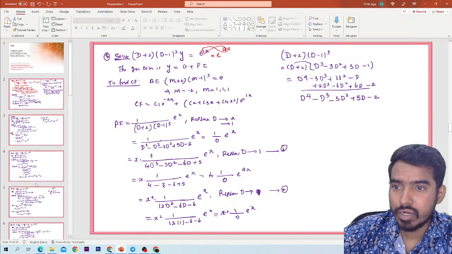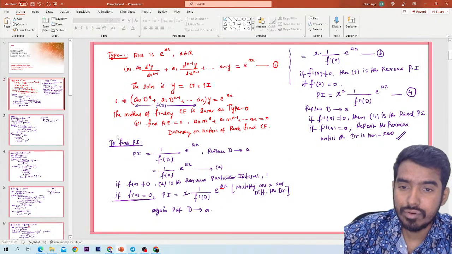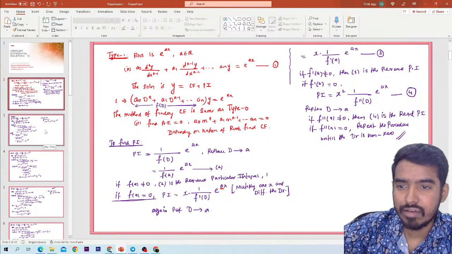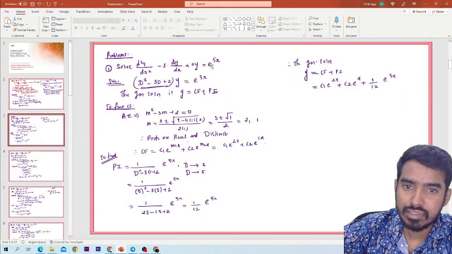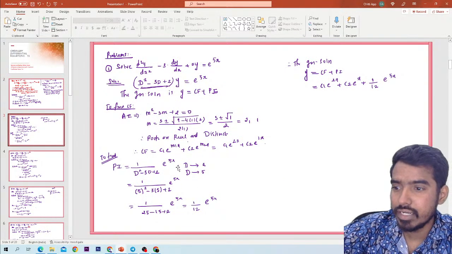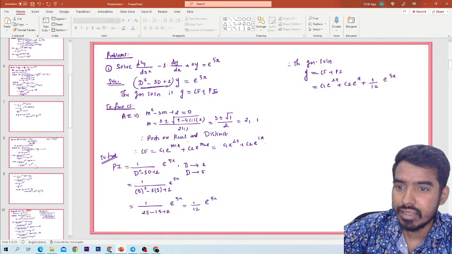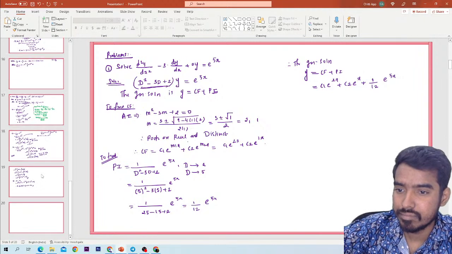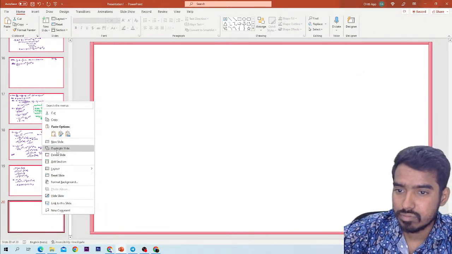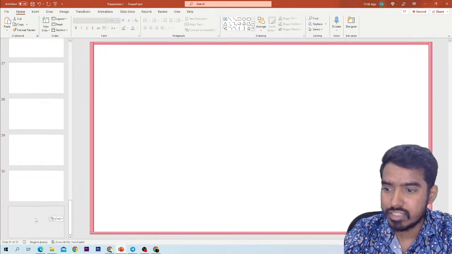So what is type 1? Type 1 is RHS is e power ax. So what you have to do? Very simple, find the CF. To find the PI, you just replace D by a. If the denominator is non-zero, that is the solution. If the denominator is 0, multiply by x and differentiate the denominator. That's it, right? Very, very easy. Okay. So we'll start type 2 now.